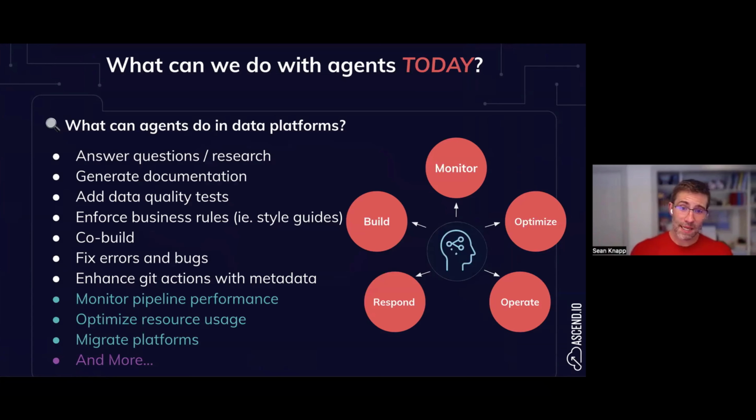When we think about the left-hand side, the development lifecycle that we follow when we're building our data pipelines, agents can do everything that we've seen on the software side, from helping us co-build to looking at our errors and our bugs and helping us fix them, as well as enhancing a huge amount of the developer experience, whether it's code completion or agentic development and chat interfaces. We see a huge amount of value there.